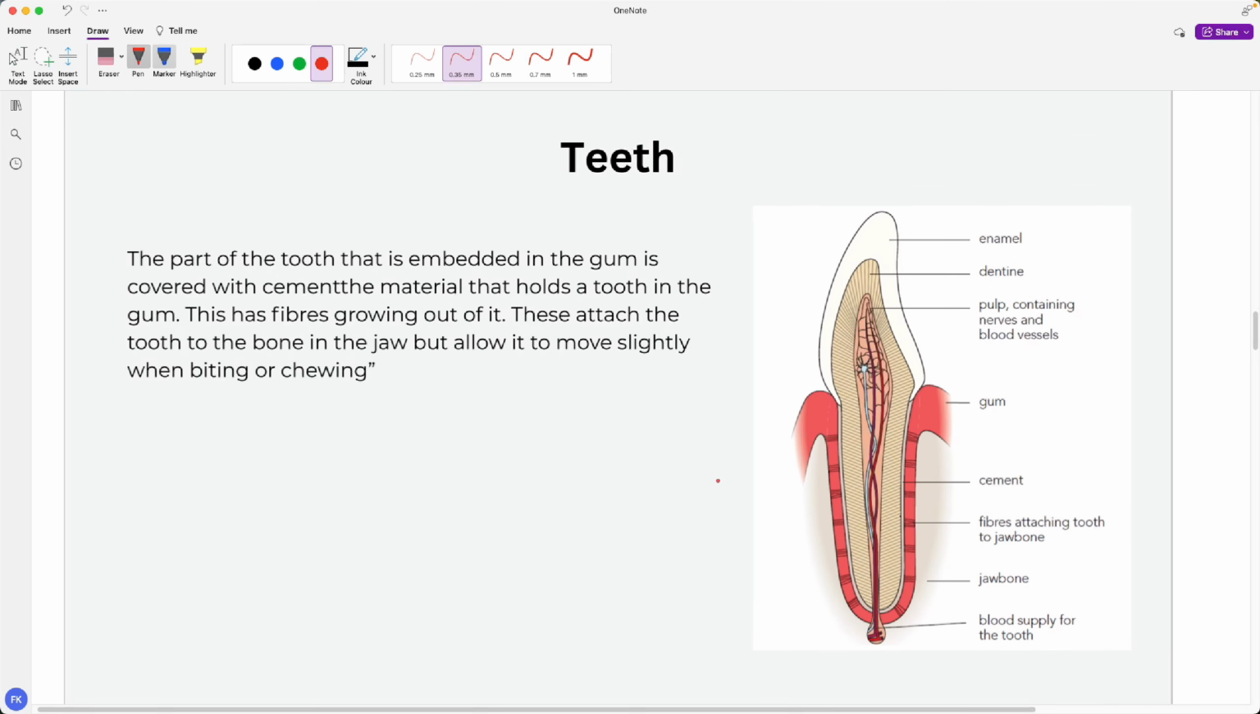The part of the tooth that is embedded in the gum is covered with a material that holds the tooth into the gum, we call it cement, right? Cement holds the tooth in the gum. This allows it to move slightly when biting.